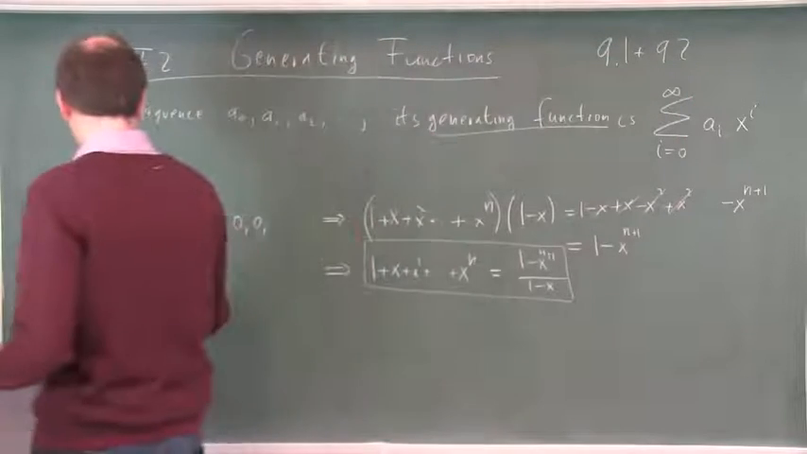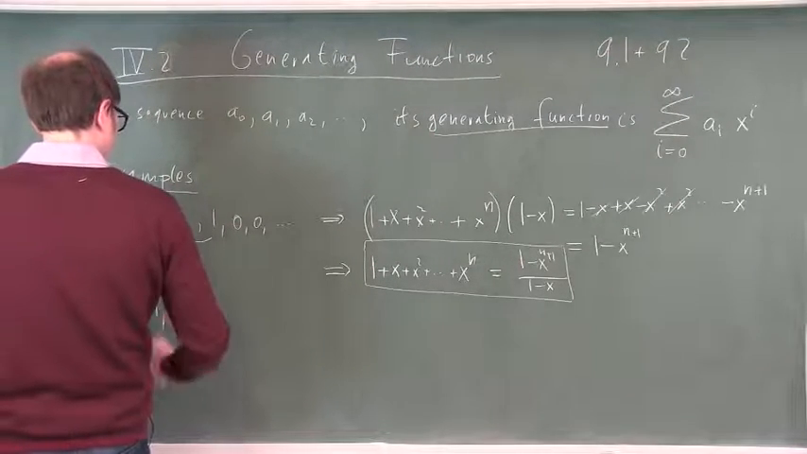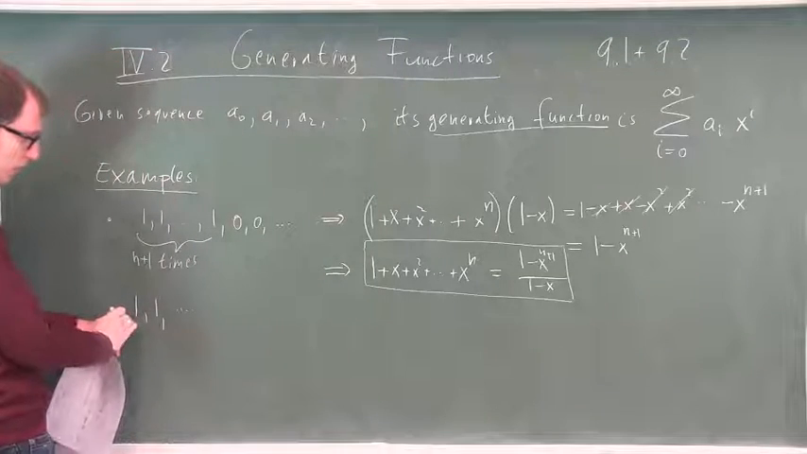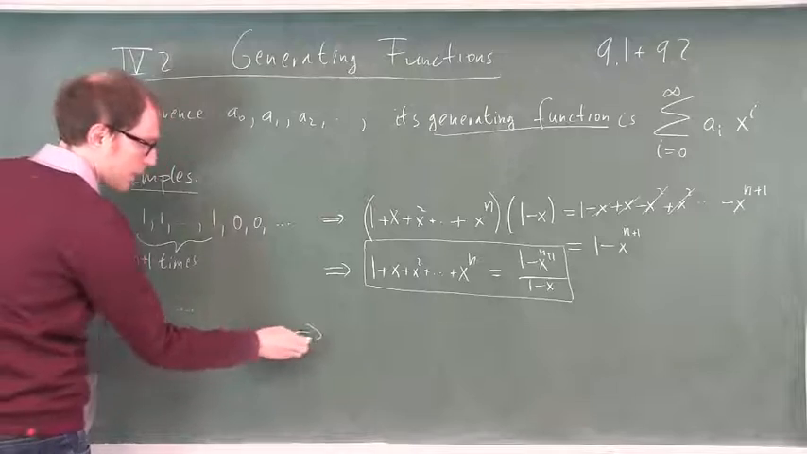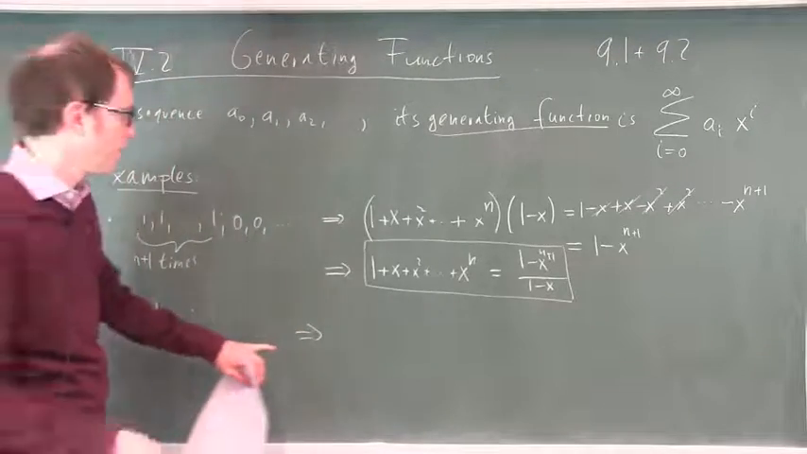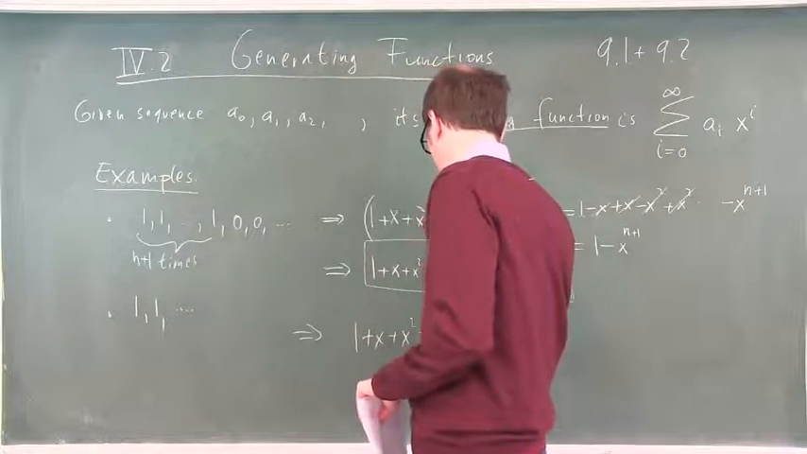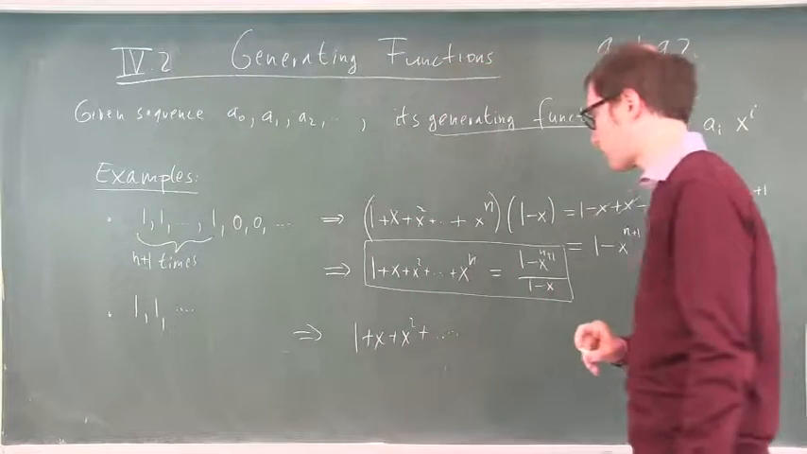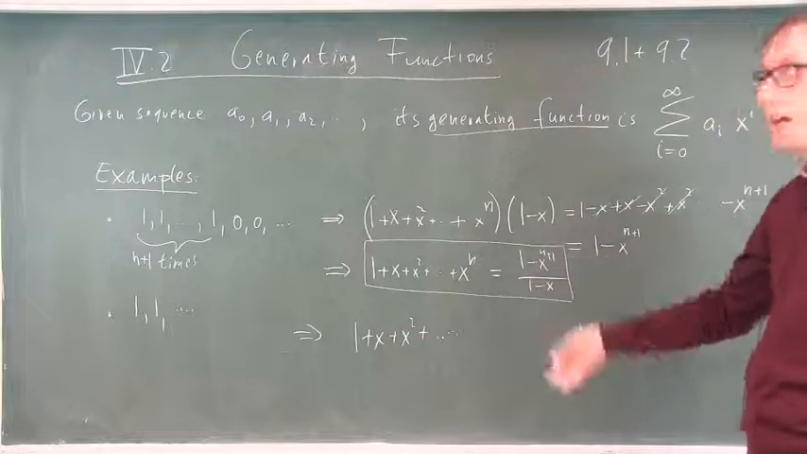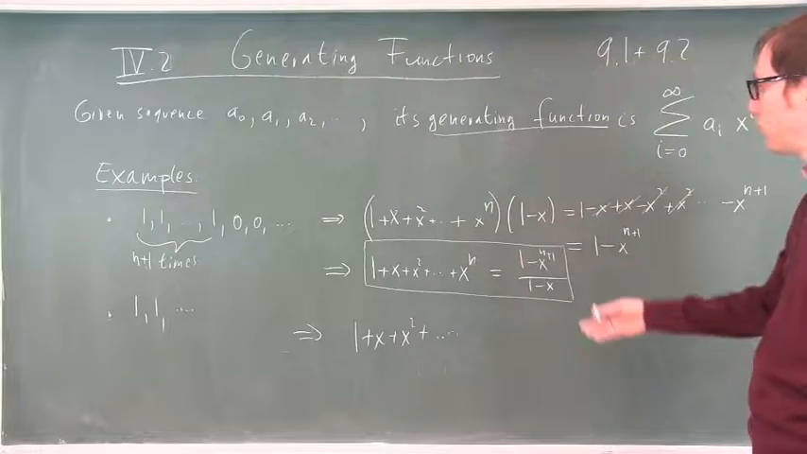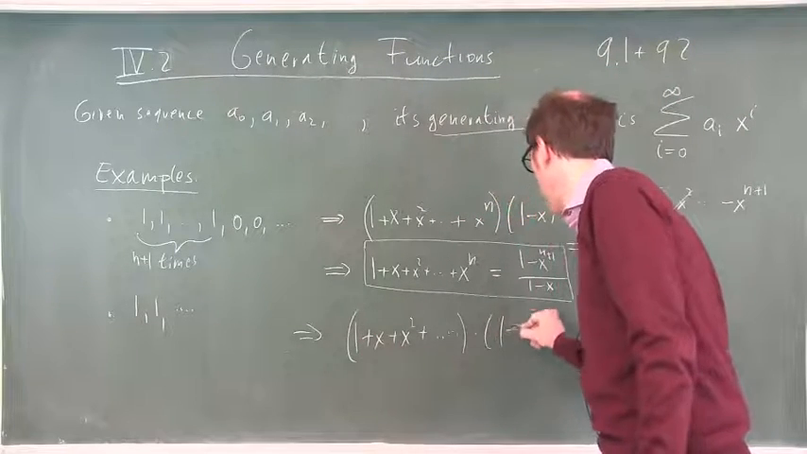Okay, let's make it a little more complicated, at least it looks like it. Now we're going to infinitely many ones. So just 1, 1, 1, and so forth. In this case you get 1 plus x plus x squared, and so forth. Again, the question is, can you write this in a nicer way? Well, let's use the same trick: multiply by 1 minus x.